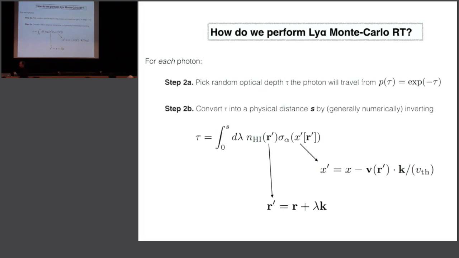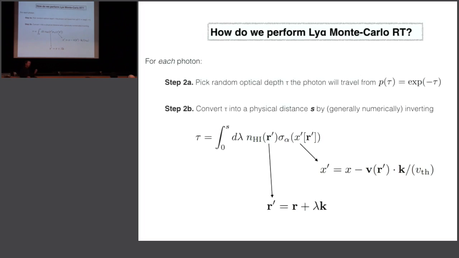Now you know that photons typically travel a distance e to the minus tau, right? That's the very definition of optical depth. This comes from the radiative transfer equation. This is how we defined optical depth, right? So we draw this tau from this exponential distribution that we can invert analytically.